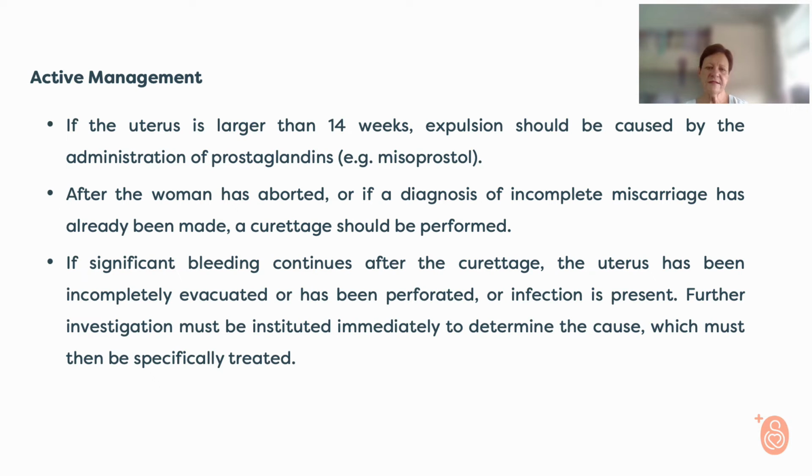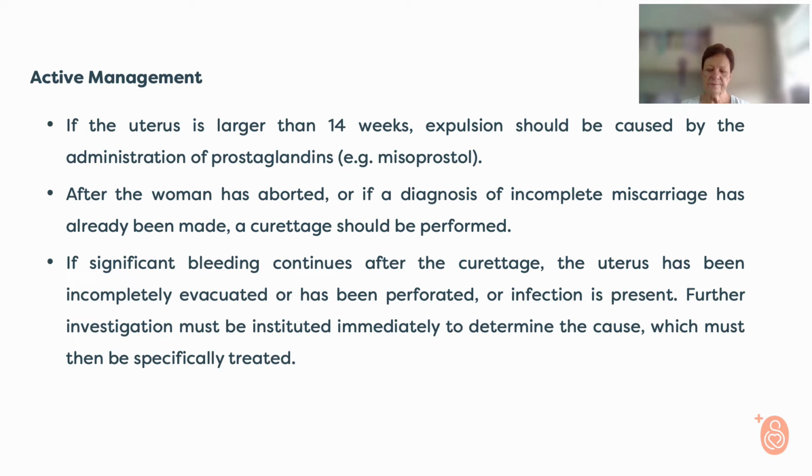And after the woman has then aborted and the diagnosis of incomplete miscarriage has been made, a curettage should be performed to again get the uterus as clean as possible. And then after this, the patient should be very carefully observed for bleeding. The patient should also be observed for other signs that tell us that the uterus has been incompletely evacuated or has been perforated, and that is usually more bleeding, or signs of infection, which tells us that there's infection present as well.